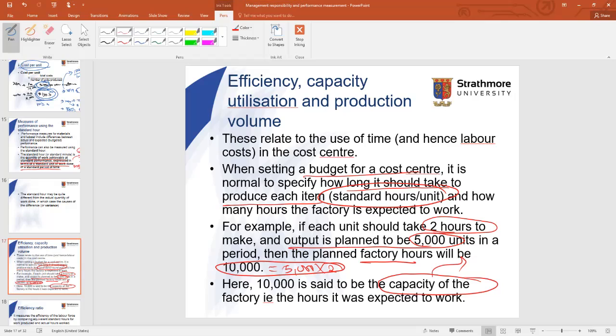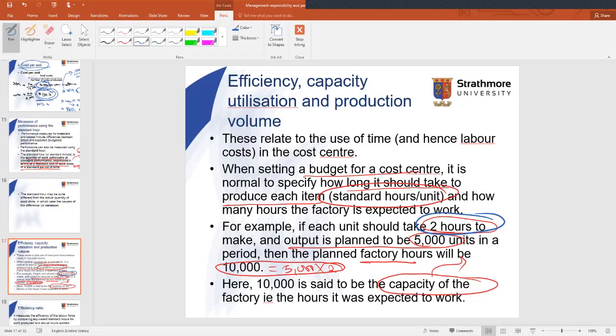Okay. Assume that we have a factory whose production, if it takes place under optimal condition, means each unit should take 2 hours. Now, within a given 1 month, the plan for the company is to produce 5,000 units. This is the plan.